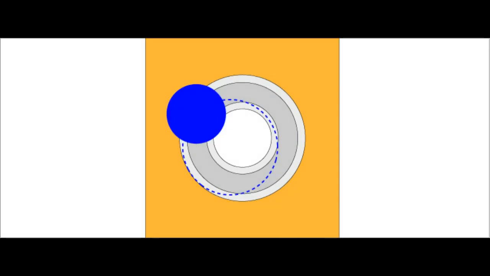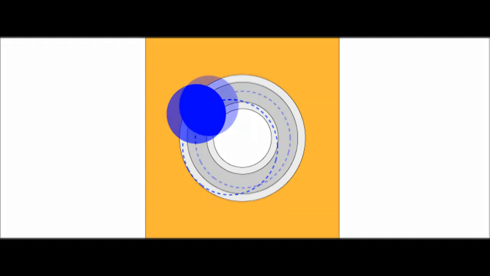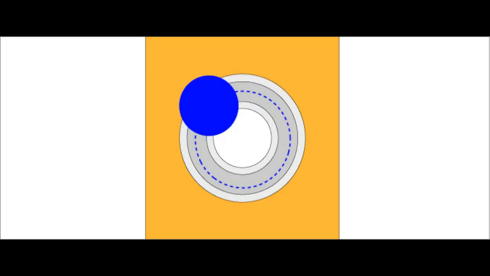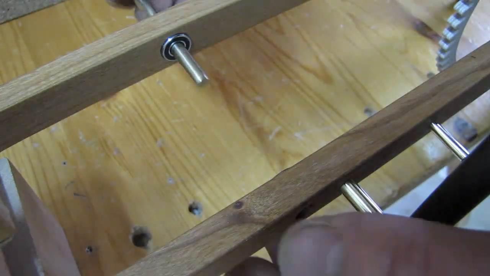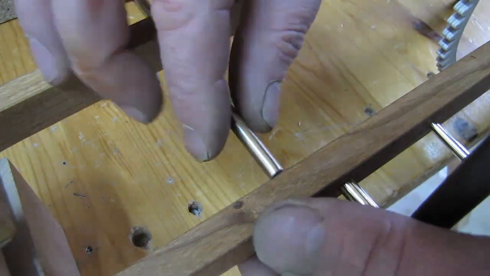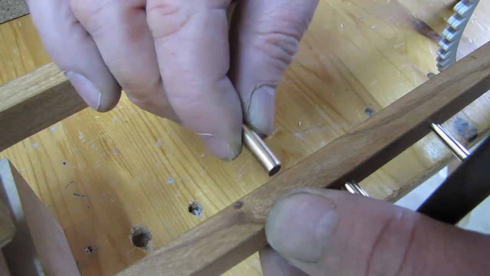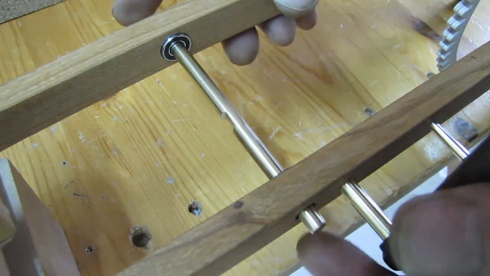If this is not the case, use the leverage of the arbor to twist the ball bearing in the frame until the arbor rotates dead center. Repeat the process for the opposite side. Your arbor should now easily slide back and forth.